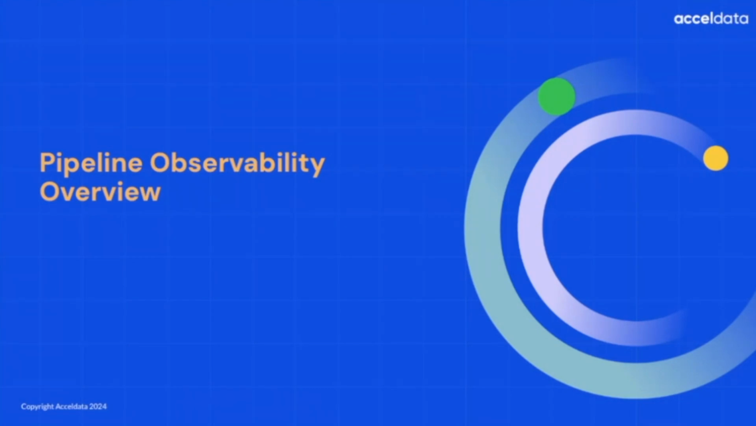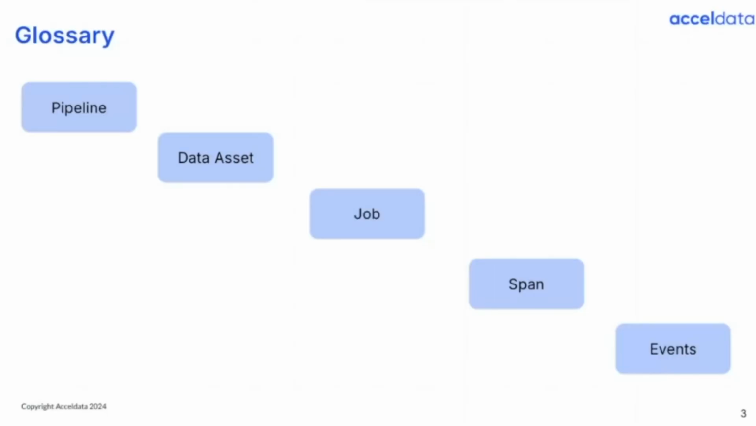And moving on to the glossary. For some of you, the pipeline concept might be new, so I'll just quickly touch upon these important glossary terms. Starting with the pipeline, it is the base entity in Acceldata pipelines. It includes the pipeline executions, metadata, and metrics, which are also encapsulated here for exploration and monitoring.